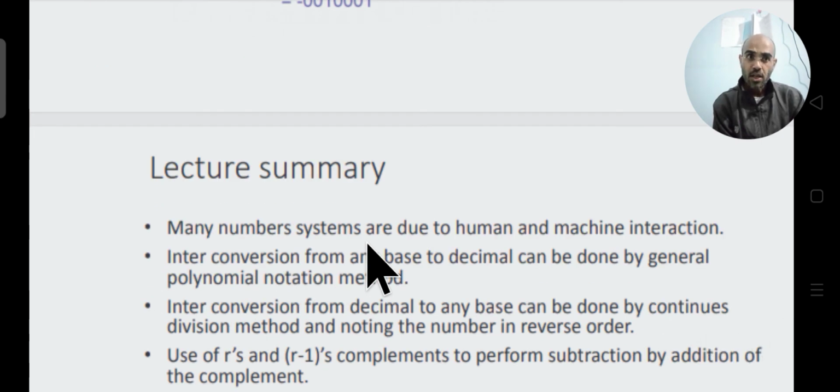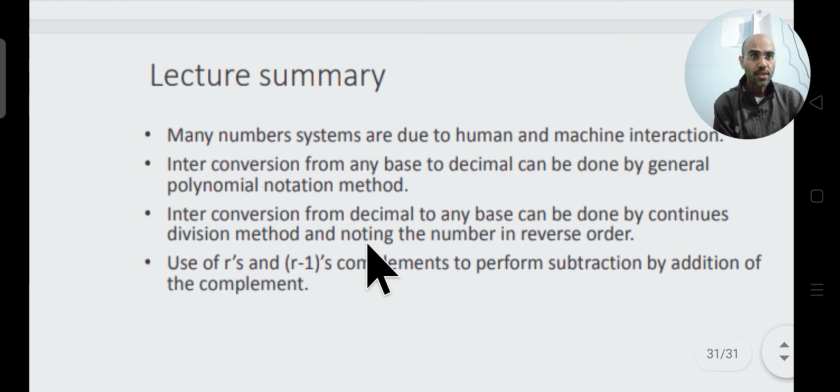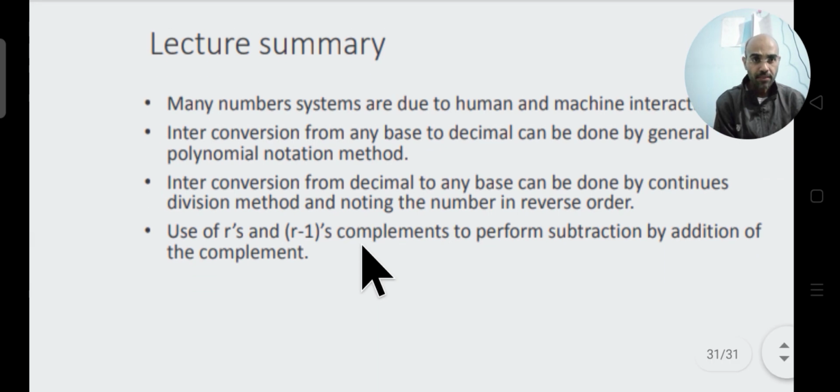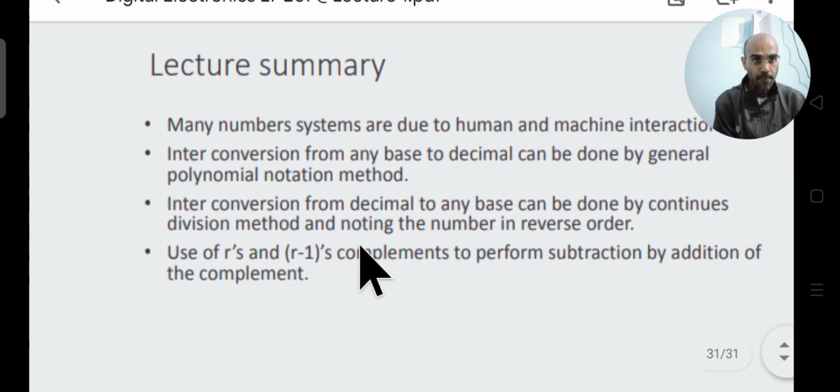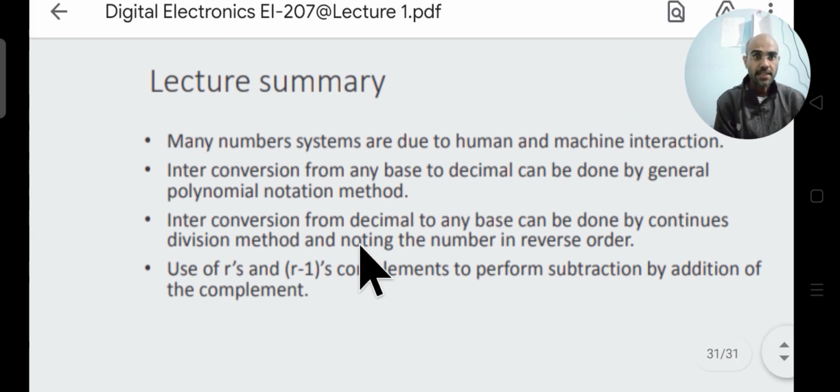Try to subtract the numbers using the r minus 1's complement, that is the 9's complement and the 1's complement. If you have any doubt related to them, ask me in the doubt class and I will clarify them. Otherwise, you can ask them in the tutorial class also. Okay, so we have finished this lecture.